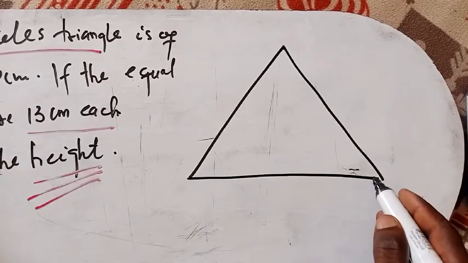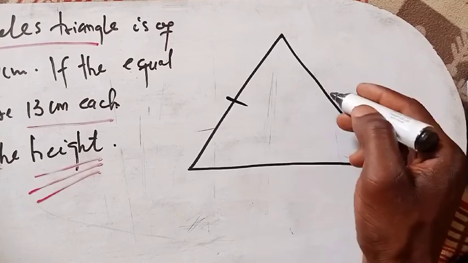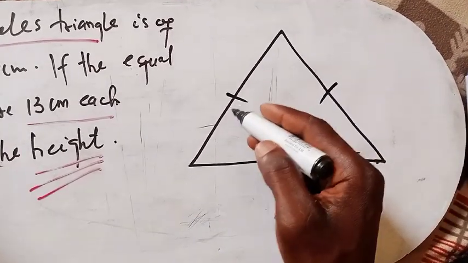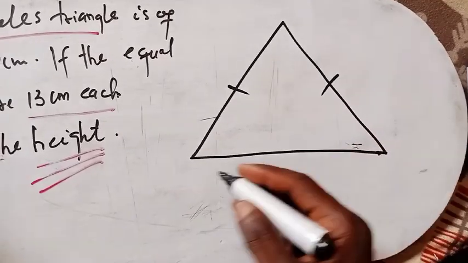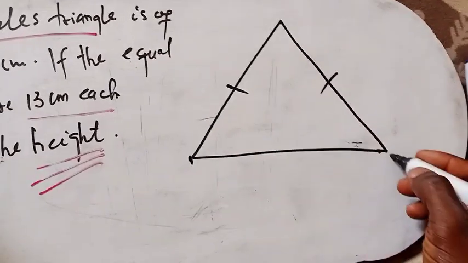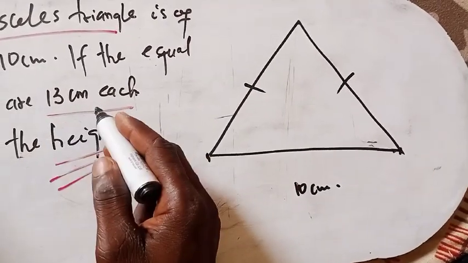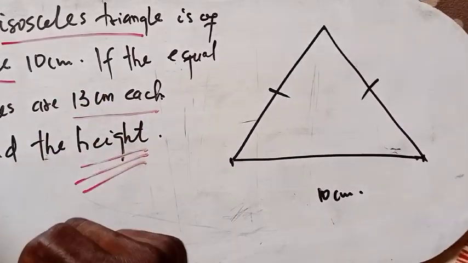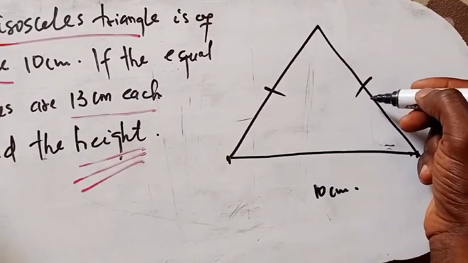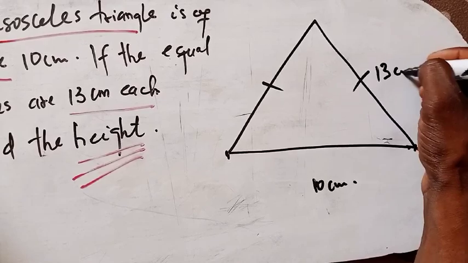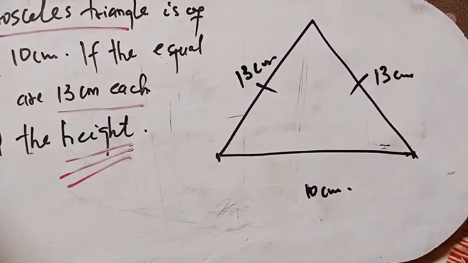Is that okay? So suppose this is my triangle. Now we know this is an isosceles triangle, meaning that this side and this side here are equal. This is a symbol that we normally use to represent that, right? So this is an isosceles. We know that the base, from here to this point here, is all 10 centimeters. That is what the question is saying. And if this side and this side are equal, that was all 13 centimeters, and here is also 13 centimeters. Have you seen? Now we want to determine the height.